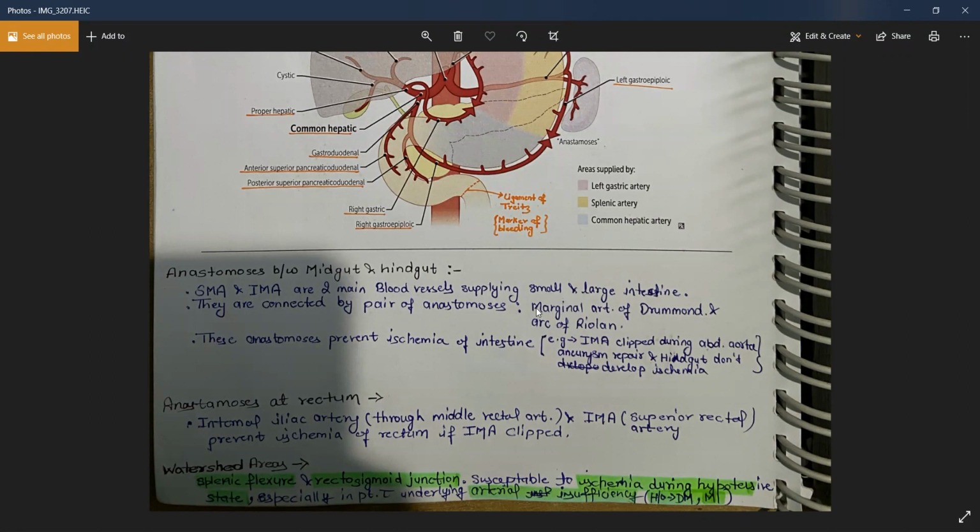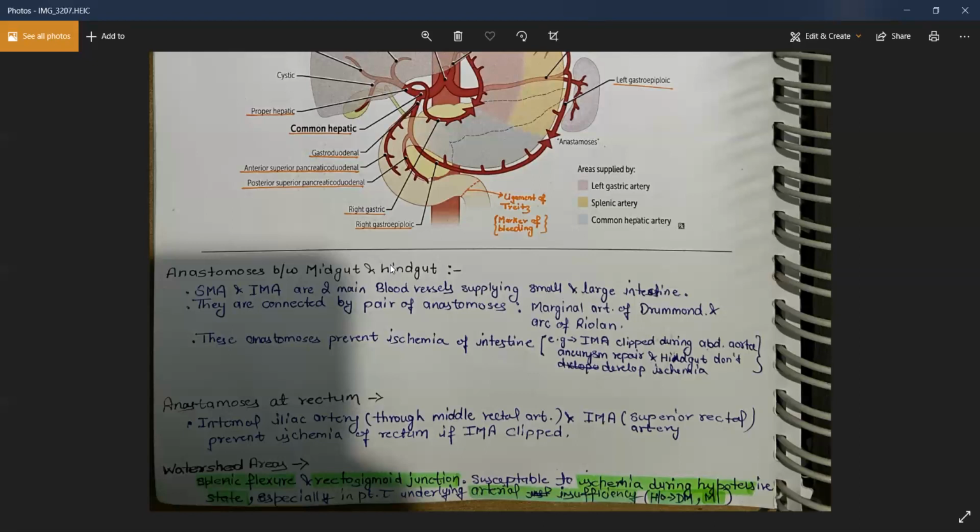Anastomosis: remember the rectosigmoid junction and the splenic flexure, the two locations. So the anastomosis between the midgut and the hindgut happens at the splenic flexure. In scenarios where you have to operate on the midgut or the hindgut, you are clamping the midgut vessels and the hindgut vessels. You have to do that.